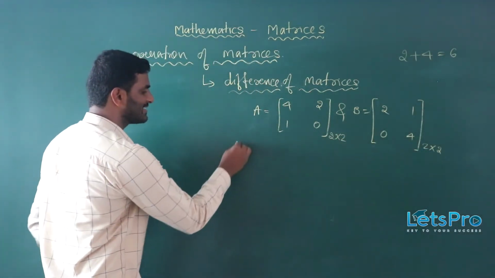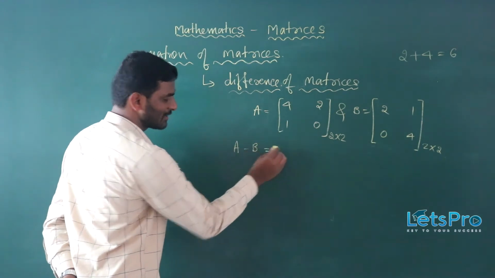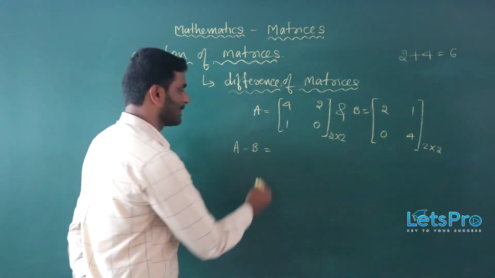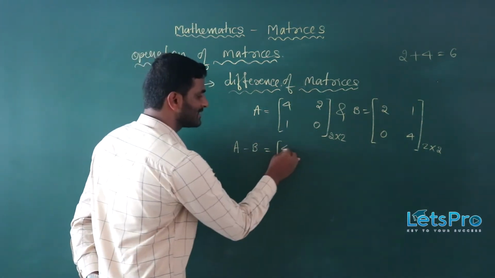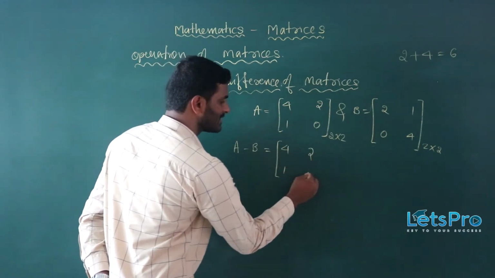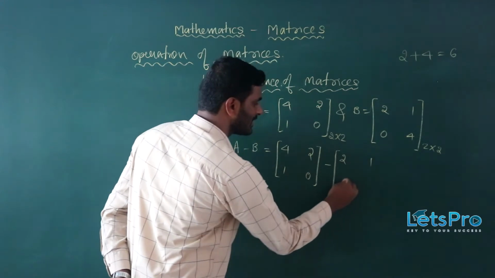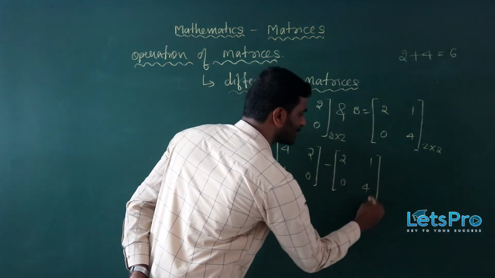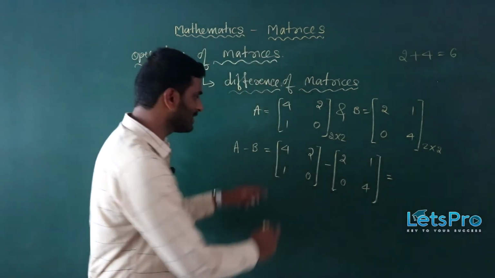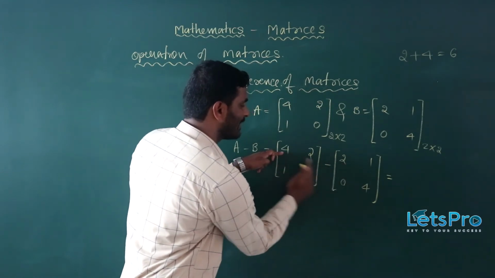Hence, we can easily subtract A minus B. Otherwise, B minus A. In this case, the A matrix is 4, 2, 1, 0, minus the B matrix, which is 2, 1, 0, 4. We just need to subtract the corresponding elements, nothing but 4 minus 2.